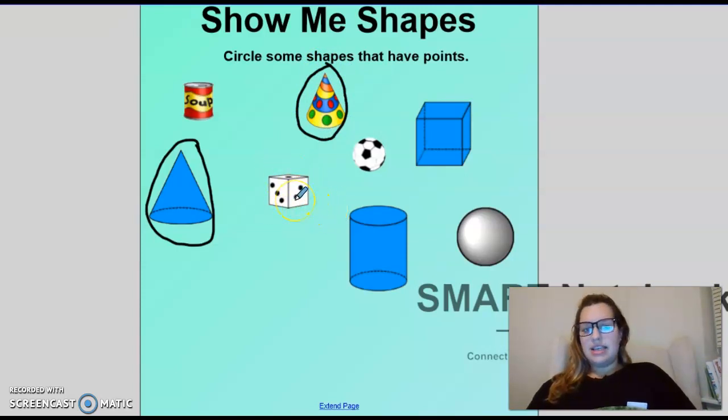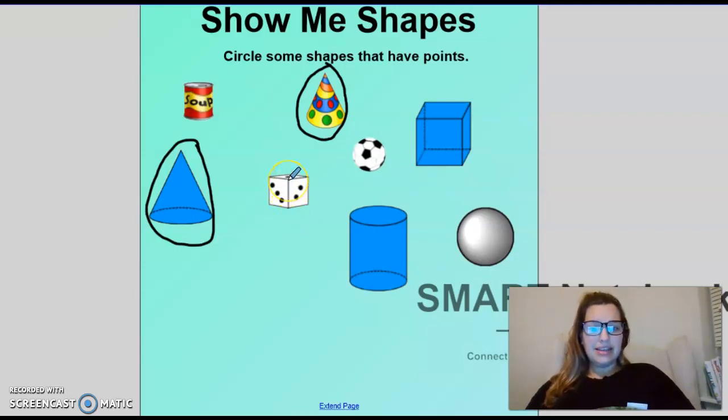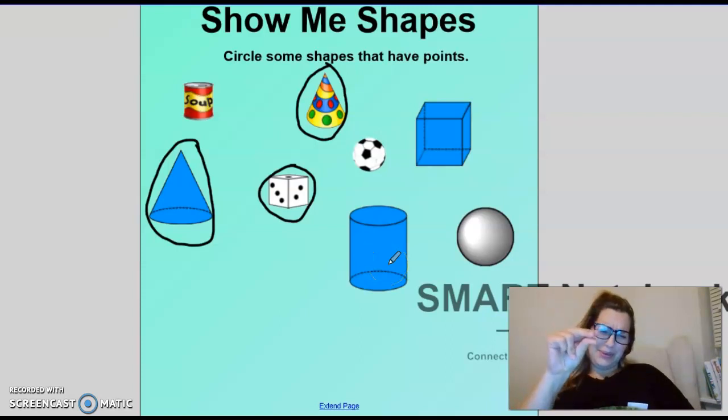Look at this dice or our cube. Are there points on it? Yes, there are. So we can circle that too. Now, where's the other cube? Can you point to it on your screen? Is it here? No. Is it here? Yes. So we can circle that.